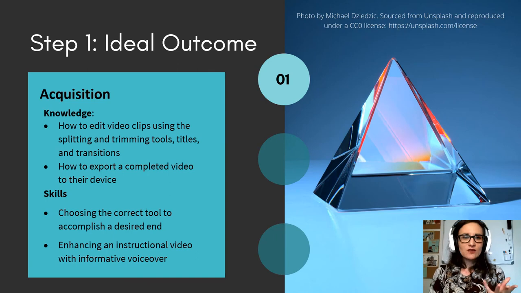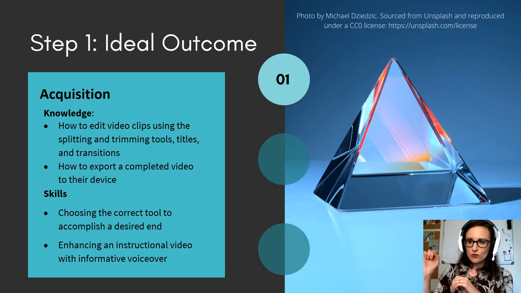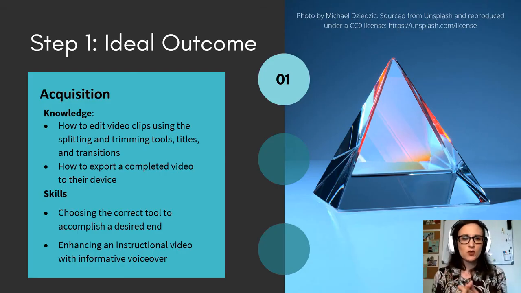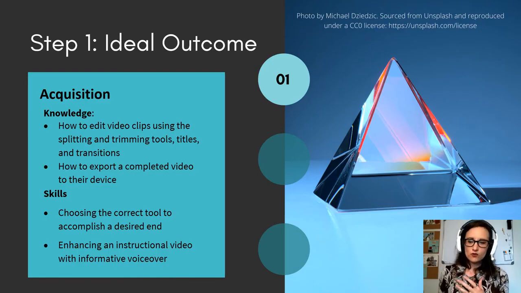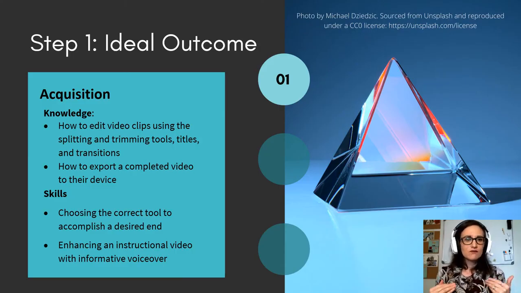And finally, we want to think about acquisition, or the specific knowledge and skills that learners will get from the course. Now here I've listed just a few examples. Of course, for this particular course, there will be some more knowledge and skill points, but just for example, we want them to know how to edit video clips using the splitting and trimming tools, how to add titles and transitions. For a specific skill, we would want them to have the skill of knowing how to choose the correct tool to accomplish a desired end. So there are some examples.